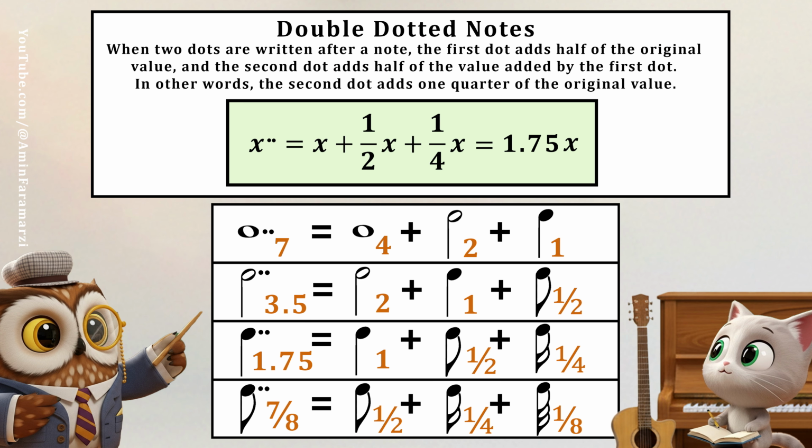Double dotted notes. When two dots are written after a note, the first dot adds half of the original value, and the second dot adds half of the value added by the first dot. In other words, the second dot adds 1/4 of the original value.